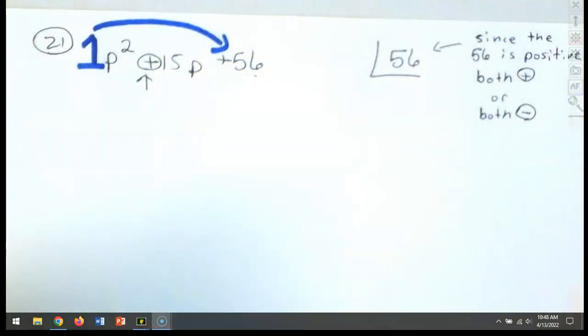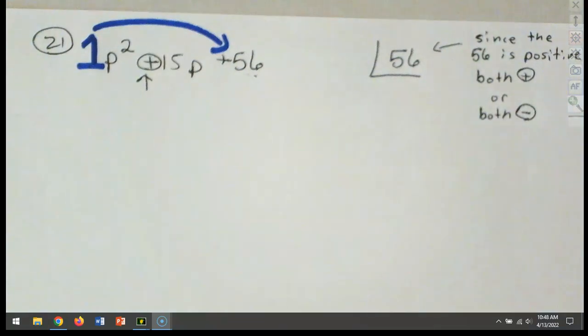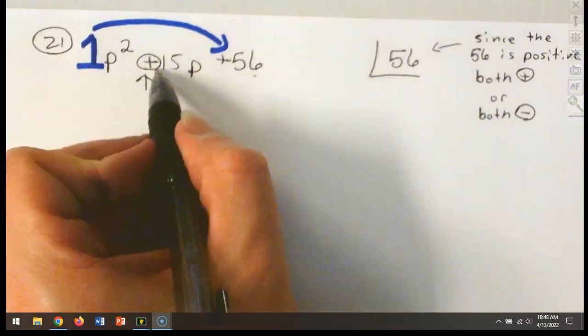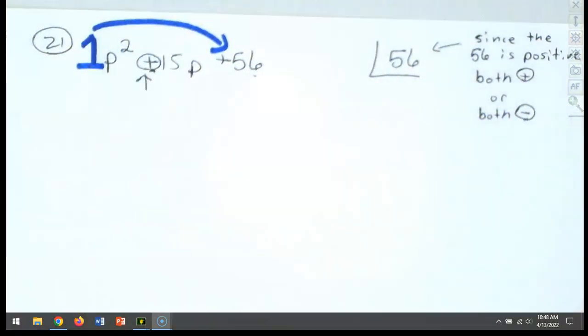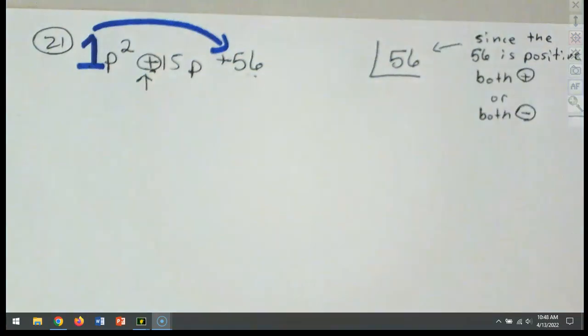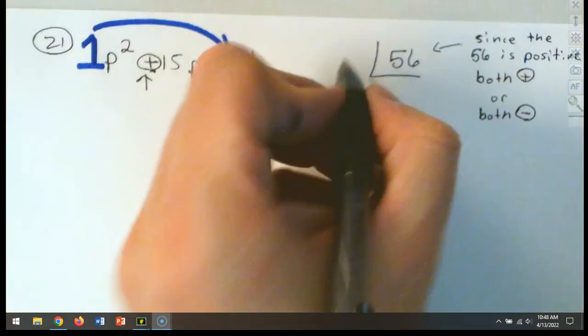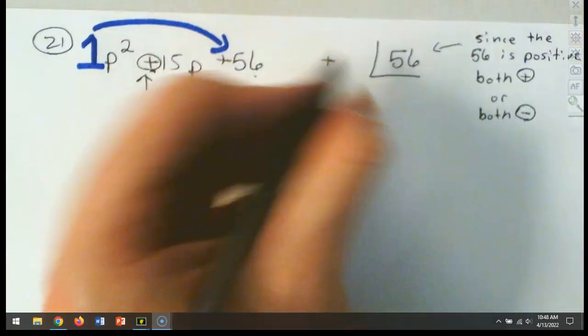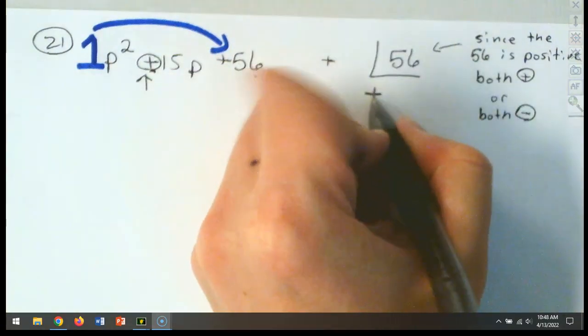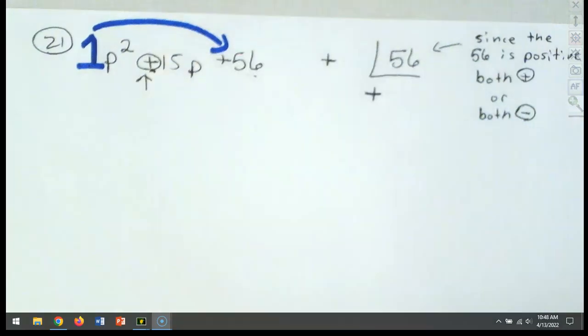So since the middle's positive, we know both of them in this case will be positive. If this would have been a minus 15 in the middle, we would have them both be negative. But the 15 is positive, 56 is positive in the box here, so we know both of them are positive. Now, what do we want?